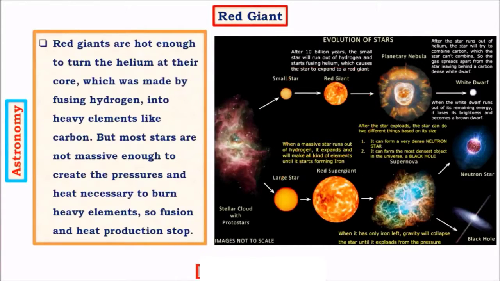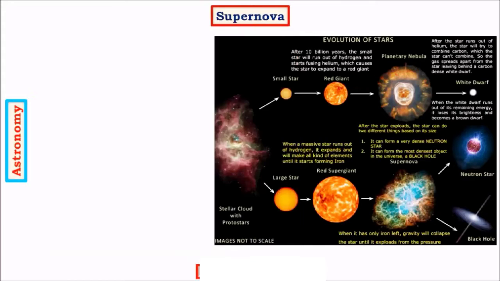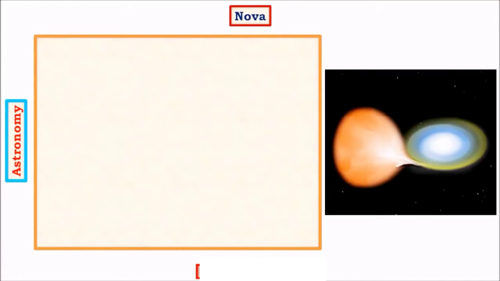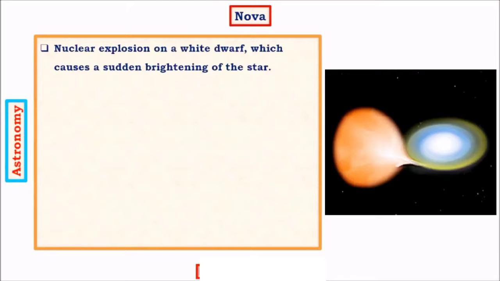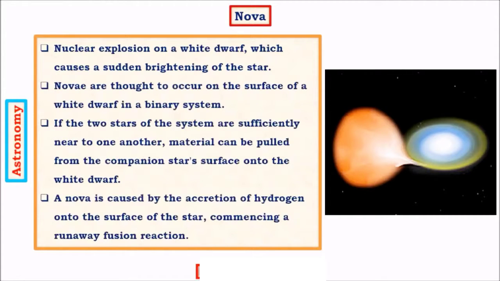So we have talked about the red giant stage. Then we see there is a planetary nebula from a small star, and then there is an event called supernova. It is in the case of a big star. You can study these points. And then nova is another important event. So this is the second way in which a super red giant gets converted into a supernova.